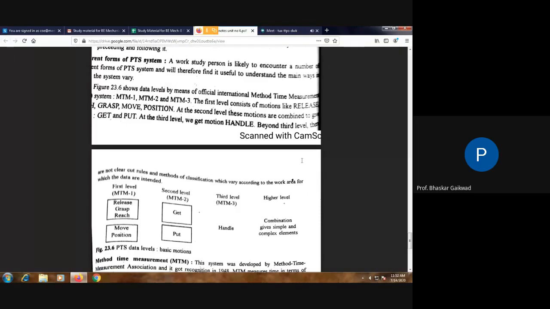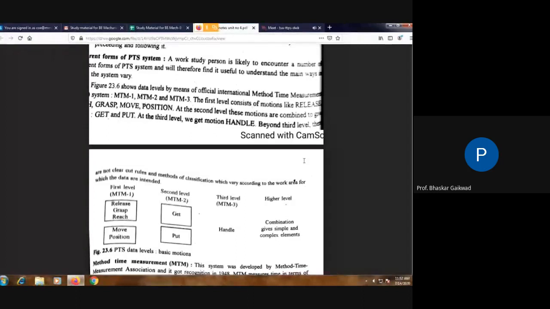Correct. So release your hand, reach to that point where the nuts and bolts are. After that, grasp that. Grasping is done with the help of fingers. Then come back to the position and insert it in that position. This comes under the first level. So each motion: release, grasp, reach, move, position.